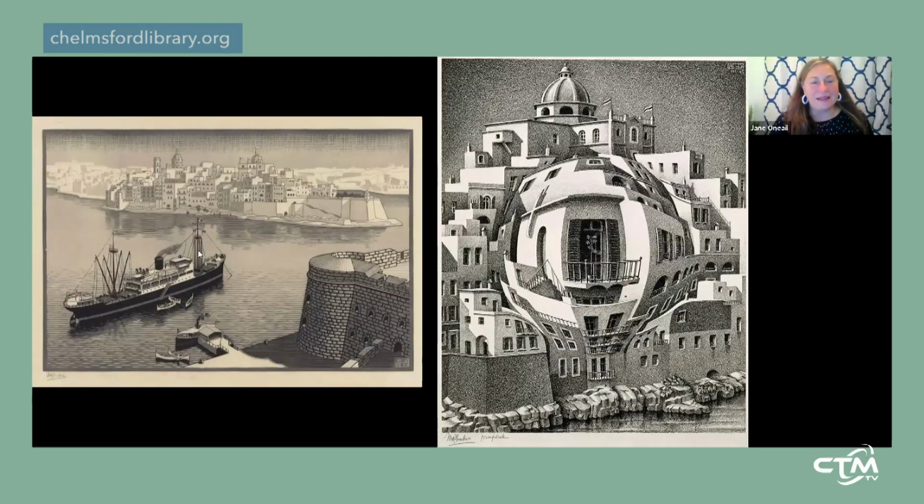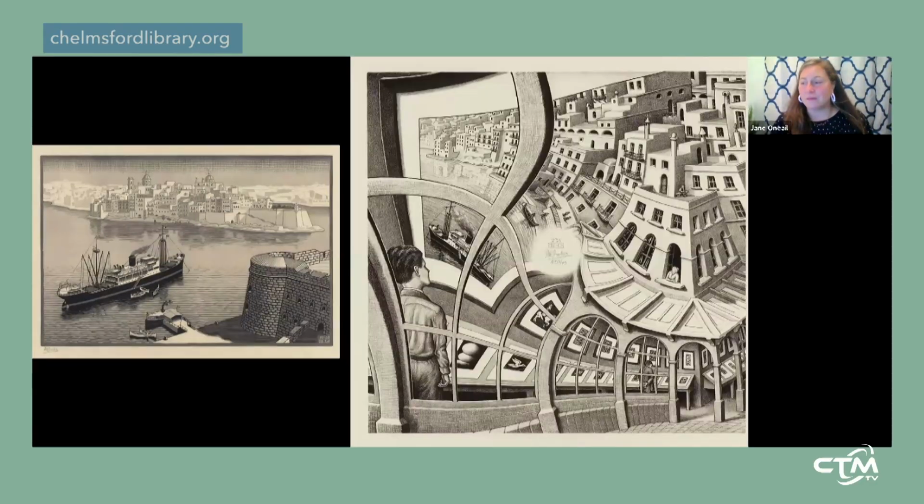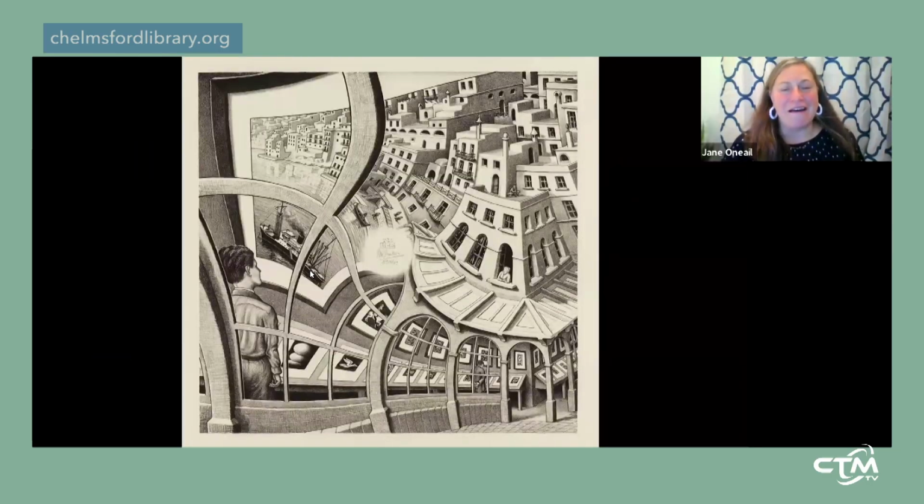And this earlier print actually serves as the inspiration for a later very involved work that's called the Print Exhibition or the Print Gallery. This is from 1956. It's a lithograph over here on the right. It starts off with M.C. Escher's earlier print with this boat. You can see somebody looking at a print of that boat here. We're going to zoom in here on the Print Gallery. It is a very complicated work.